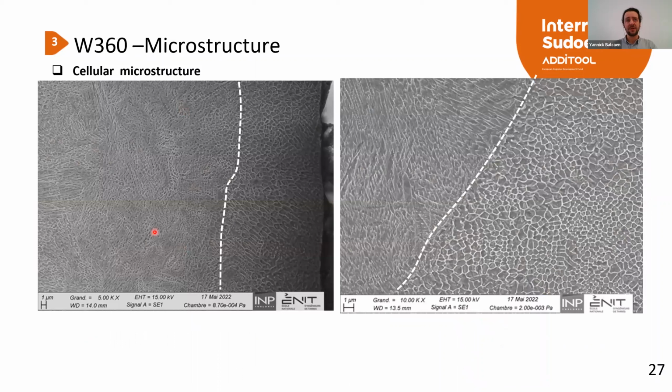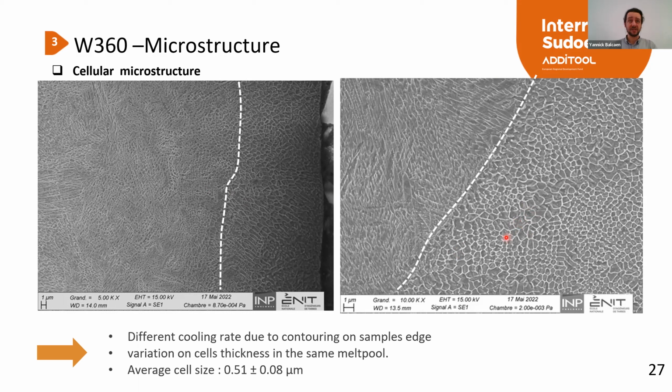In these areas, we can also observe, at the lower scale, a cellular microstructure composed of thin cells separated by a very, very thin intercellular phase. And within these cells, we can observe some martensitic features like laths or kinds of needles. So we can expect that we have different cooling rates, because we have different cell sizes between the skin of the sample and the core.